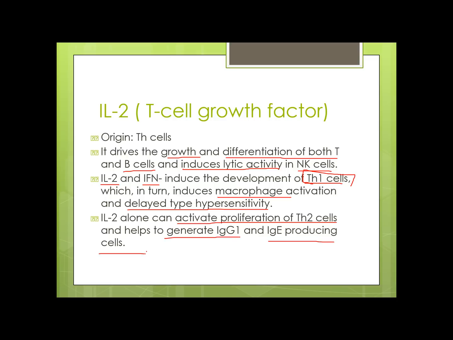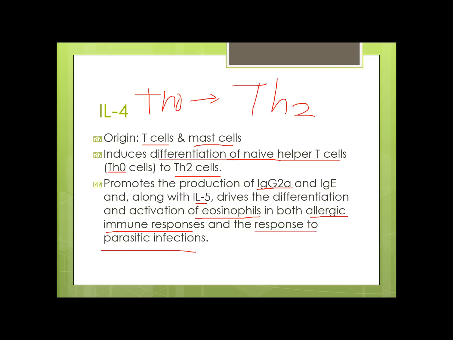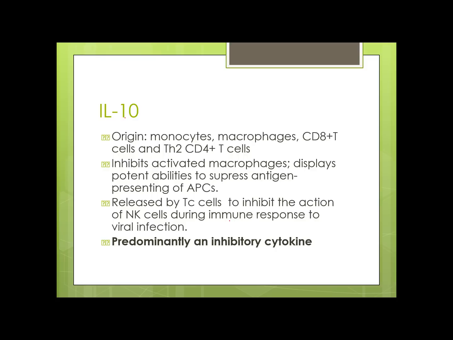Then let's go to your interleukin 4. The origin is T cells and mast cells. They induce the differentiation of naive helper T cell or your TH0. This is the inactive form of the helper T cell, to become your T helper 2 cell. So interleukin 4 is responsible for turning the inactive T helper into T helper 2. It promotes the production of IgG2A and IgE and, along with interleukin 5, drives the differentiation and activation of eosinophils in both allergic immune responses and response to parasitic infection. Remember, your T helper 2 is involved in allergic and parasitic infections. So interleukin 4 also helps in the allergic immune response and parasitic infection. Then we have your interleukin 10.